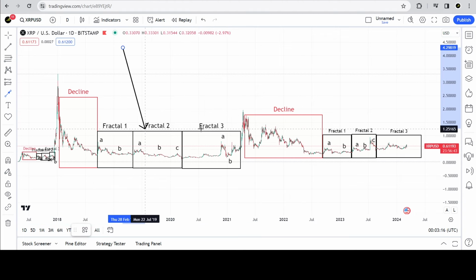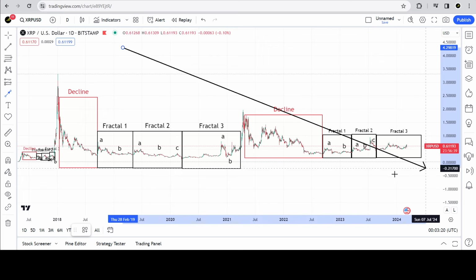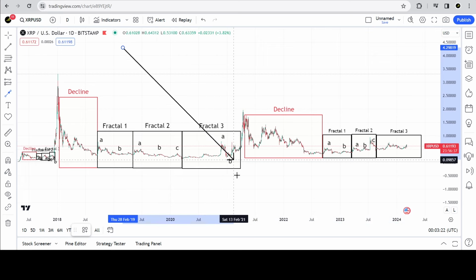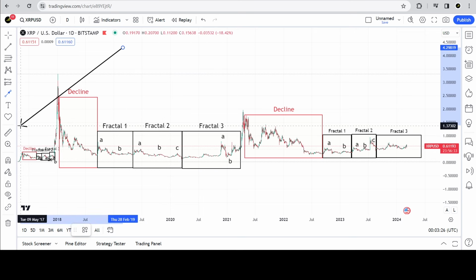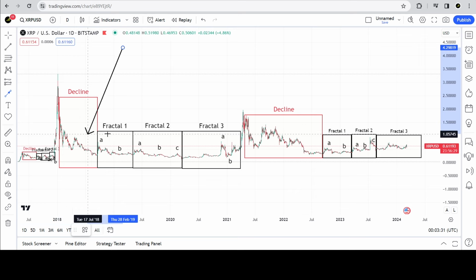It has a sideways range-bound time. We see one being completed over here. This one is, of course, completed, and there's one over here. If we go further back, we can see the same setup: bull run, decline, and sideways range-bound time. I divide this sideways range-bound time into three separate fractals. Fractal 1 has two parts: part A, where price moves up and down; part B, where it goes flat.